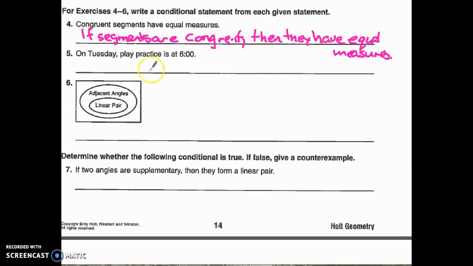It's hard for me to write on this board, so I'm going to skip writing number 5. You may go ahead and write it. My statement says on Tuesday, play practice is at 6 o'clock. I would write if it is Tuesday, then play practice is at 6 o'clock.